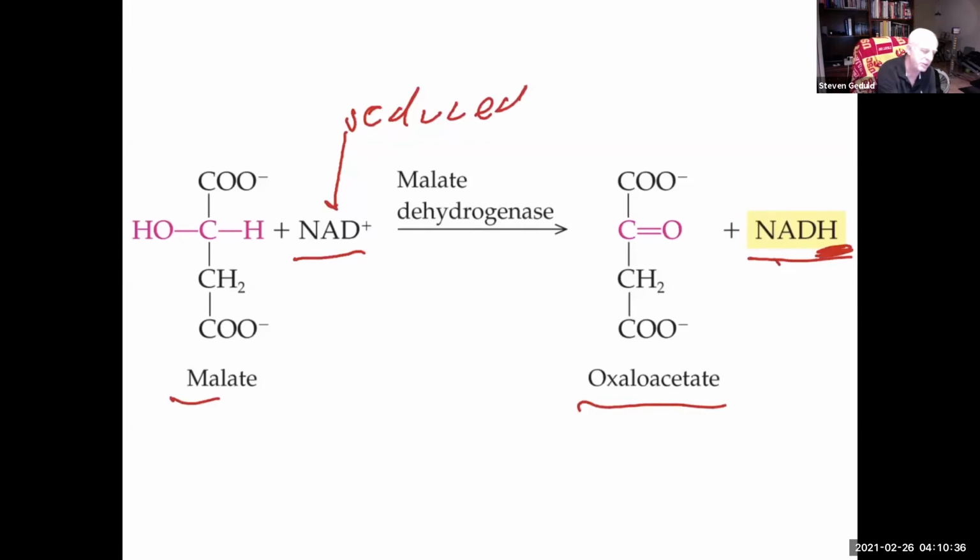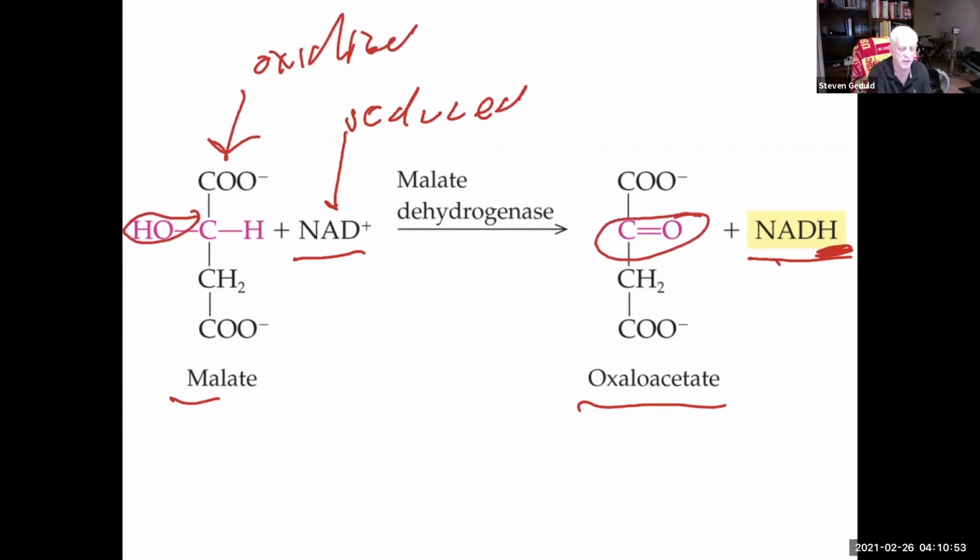If this is being reduced, what does this have to be? This has to be oxidized. They always occur together. And if we look closely at it, we notice this carbon-OH bond is now a carbon double bond to oxygen. We've got 2 bonds to oxygen instead of 1. So we've lost a hydrogen and we've gained a bond to oxygen. So this has been oxidized. So malate has been oxidized, and NAD plus has been reduced. That's how we follow it in organic systems.